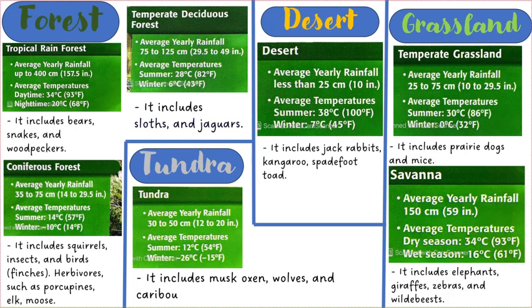In desert, the rainfall is less than 25 centimeters. The temperature in summer is 38 Celsius, but in winter is 7 Celsius. It includes jackrabbits, kangaroo, spadefoot toad.